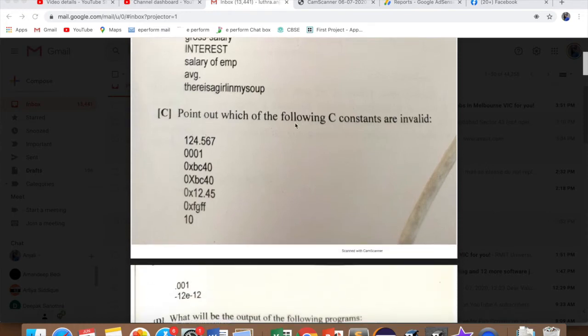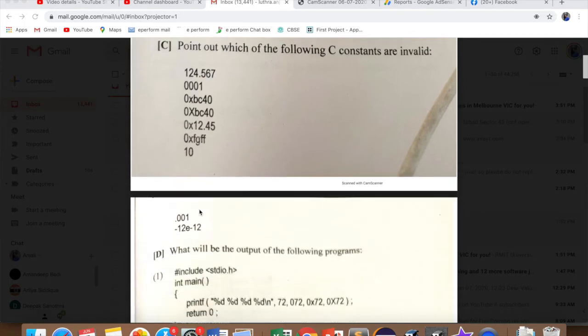The second question is where you have to point out the invalid constants. So these are all fine. The problem is in 0x12.45, because in C language hexadecimal constants can only be integers. They can't be in points, so we can't have this. The second invalid one is 0xfgff, because G is not a valid hexadecimal digit. We have only up till F, so A, B, C, D, E, F, which represent the numbers from 10 to 15. G is not there, so that's why it is invalid.